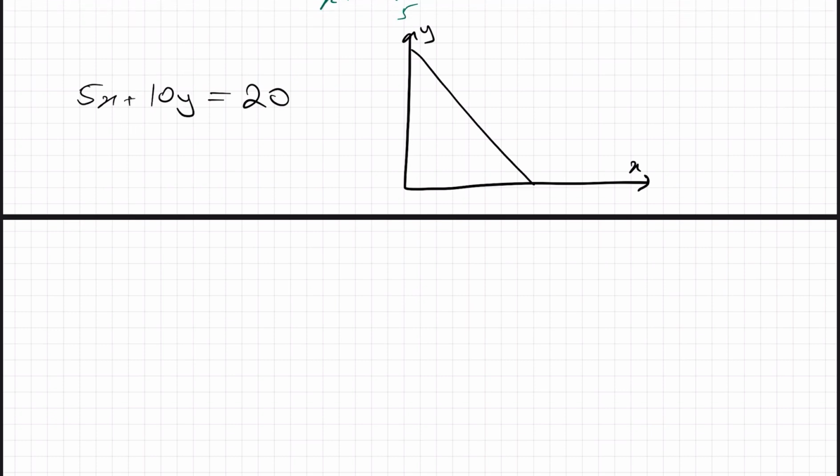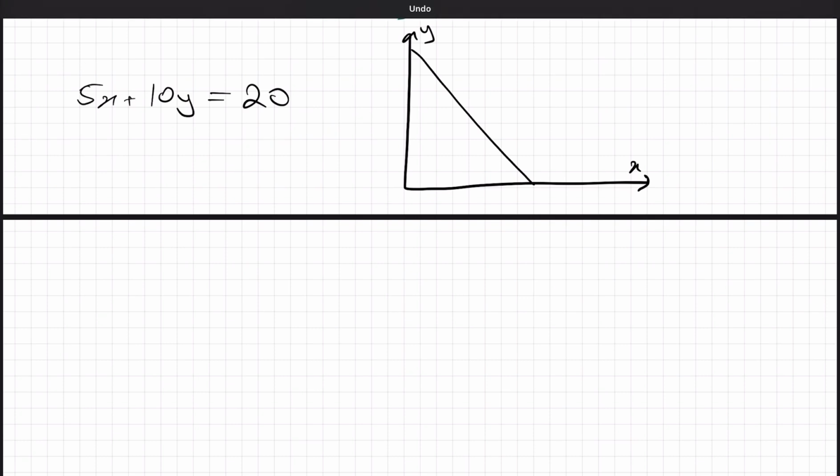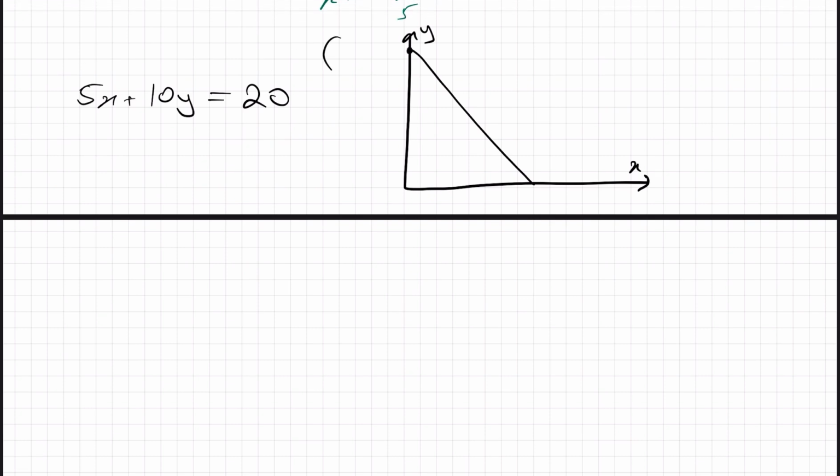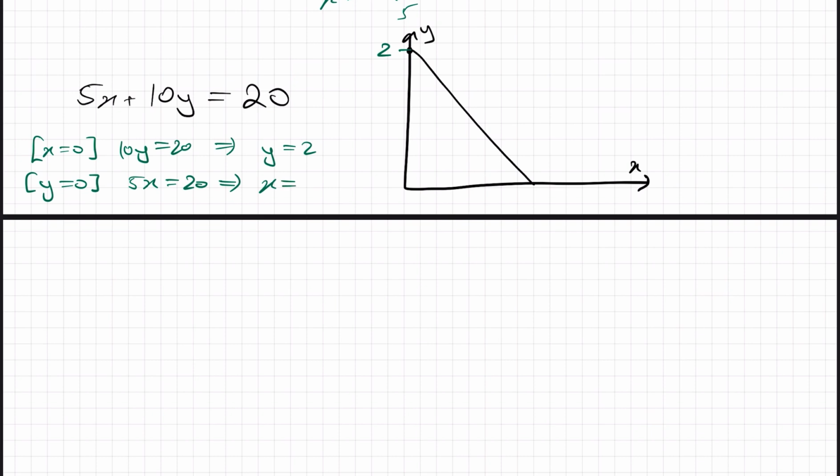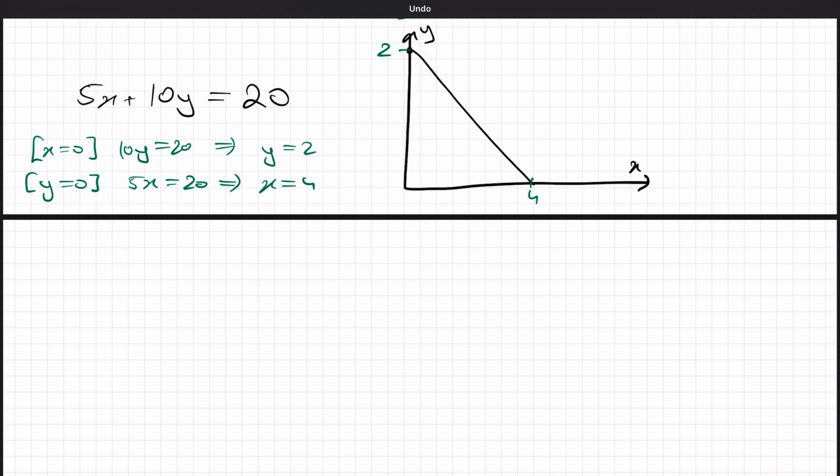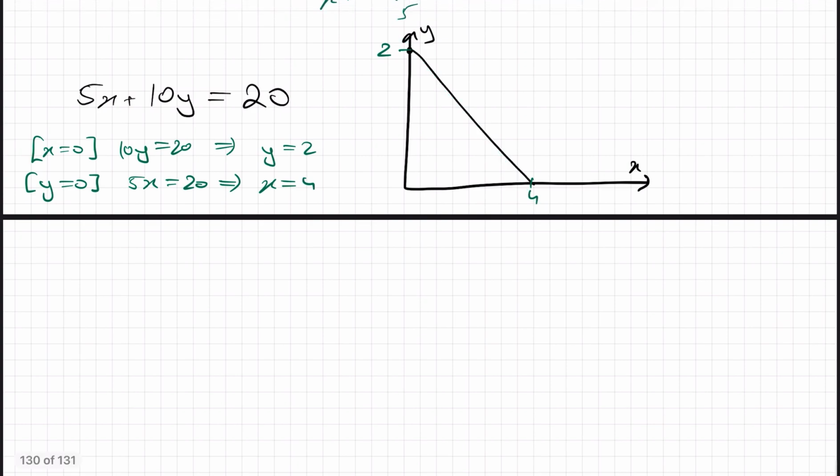But if we want to sketch it, we can keep it in this form, because then this gives us our 2 points easily. When x equals 0, we get 10y equals 20, so y equals 2. So we could easily write 2 there. When y equals 0, we get 5x equals 20, or x equals 4. So that is 4. And then we just have to join these points. Remember that for a straight line, you only need 2 points, and then you can draw a straight line between them, but you should probably get 3 just to confirm.